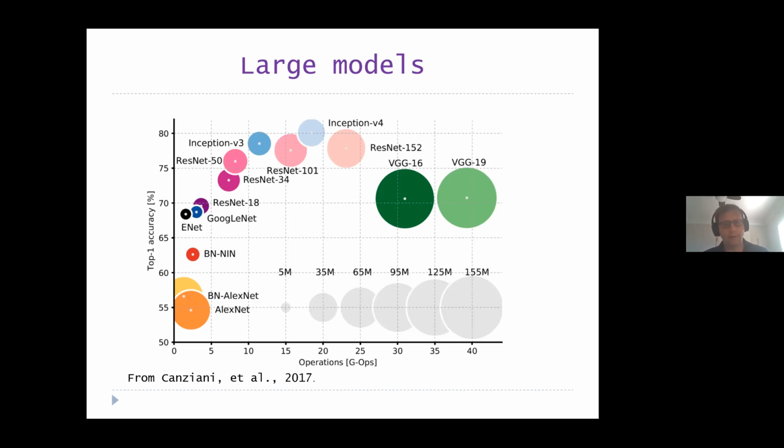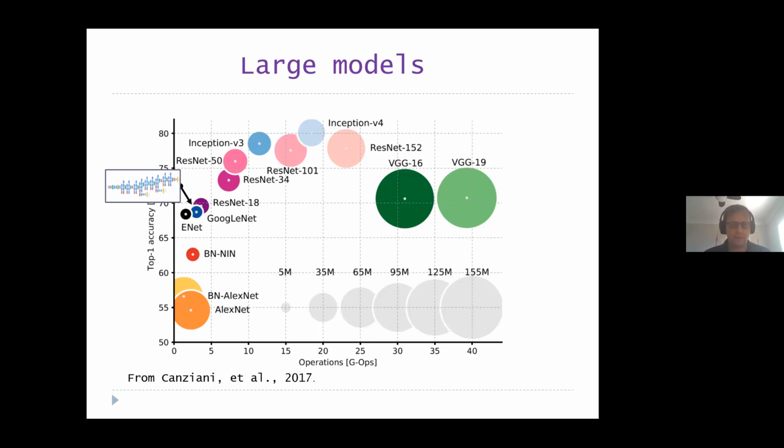So each circle here is a neural net, and the area of the circle is proportional to the number of parameters. The small circles here are about 5 to 10 million parameters, and the big ones are about 150 million parameters. And the one I showed you before in the second slide is actually one of the smaller ones, which has about 6 million parameters.